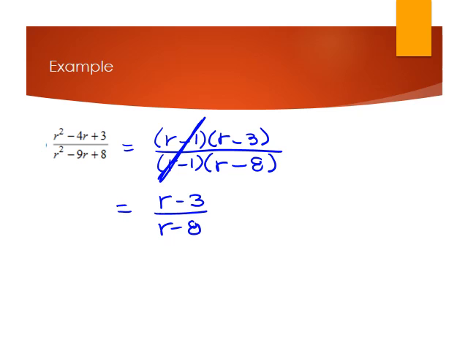And if I wanted to know my excluded values, r minus 1 can't be 0, so r can't be 1, and r minus 8 can't be 0, so r can't be 8.